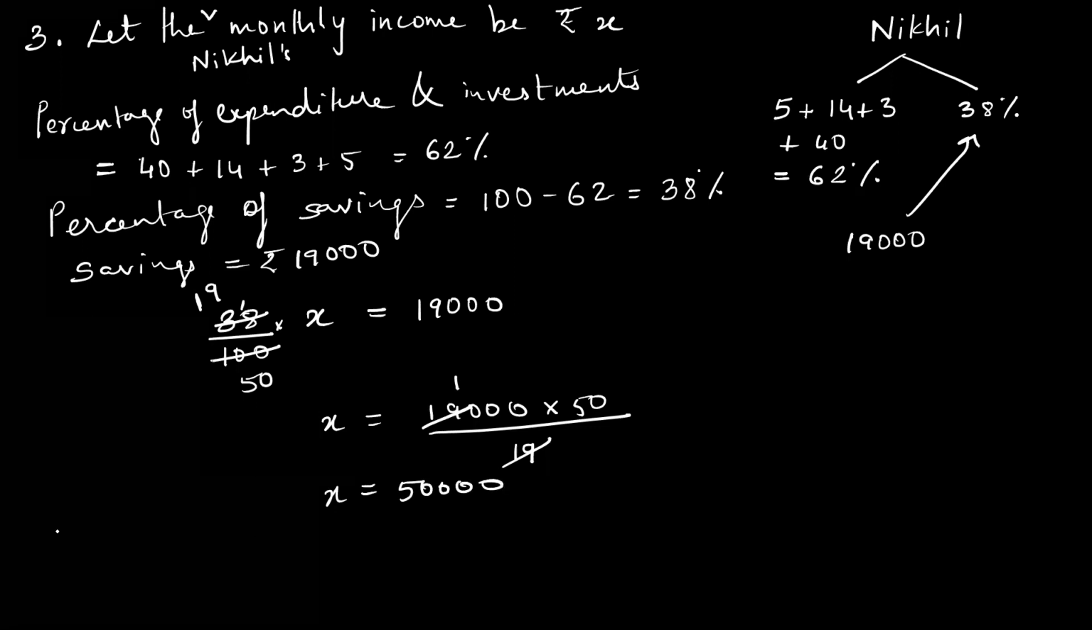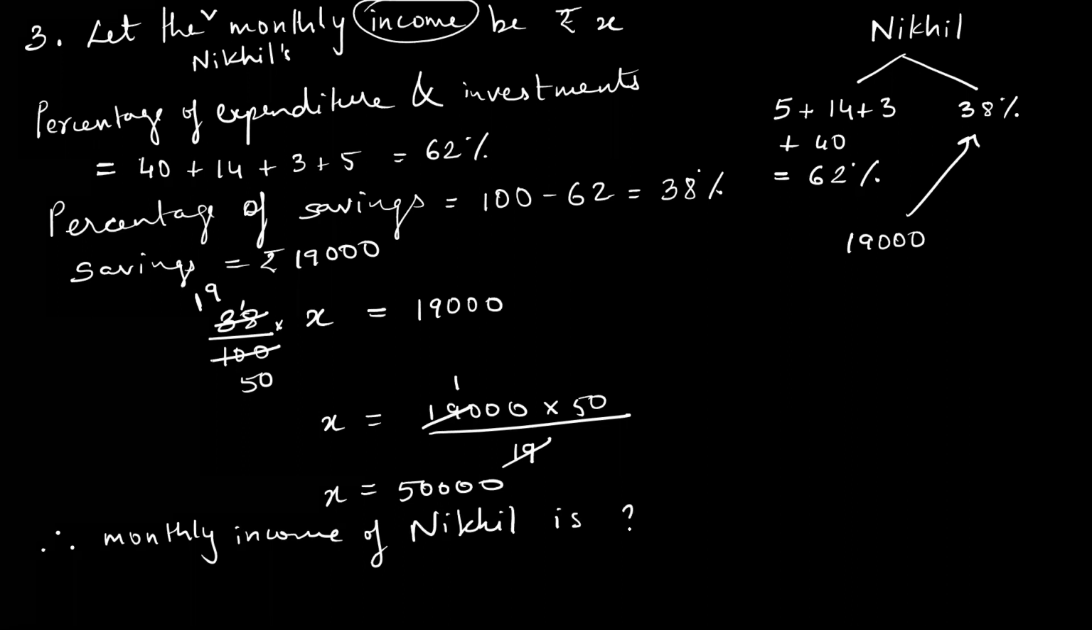What is the final statement? Therefore, the monthly income of Nikhil is rupees 50,000.